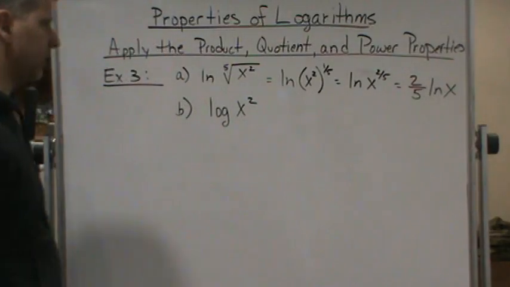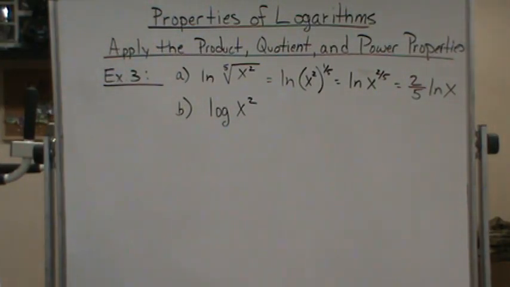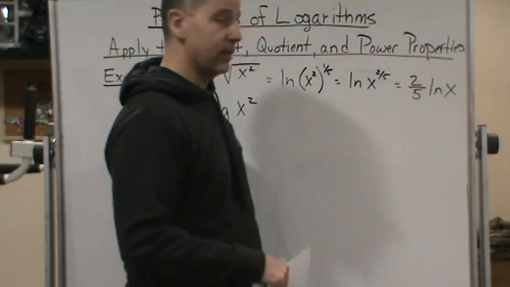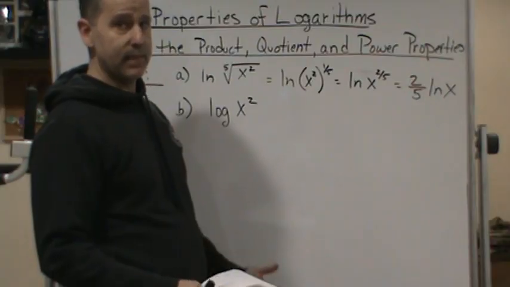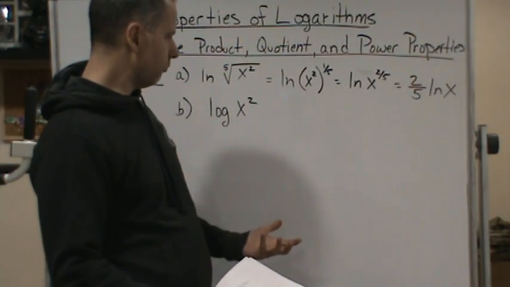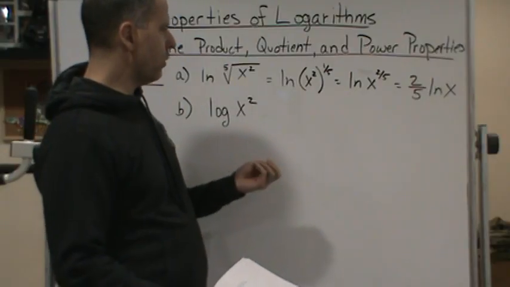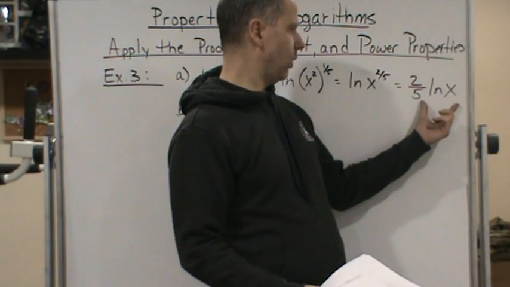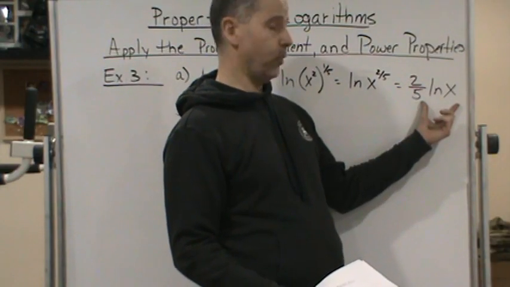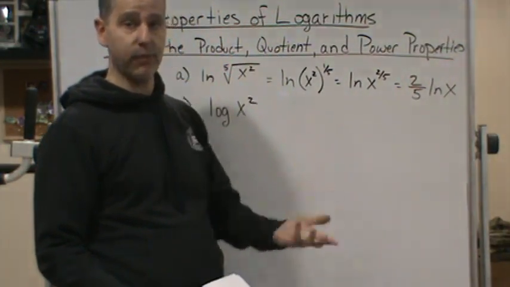Now, one thing I want to make sure I add here for you guys to understand is that this equality only holds for the domain of the function, right? So we have to restrict the domain of this function to everything that's positive, everything greater than 0, because remember, logs have to have positive arguments.